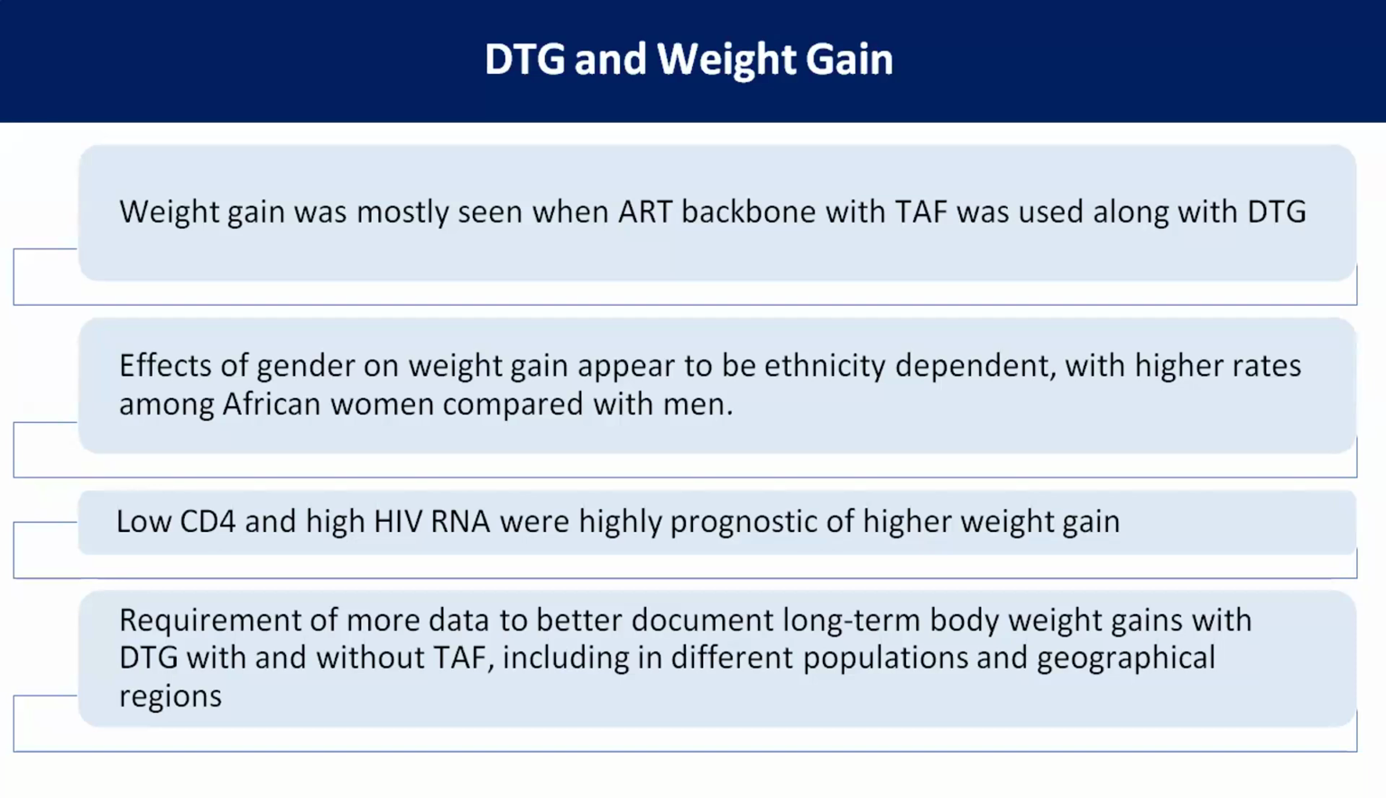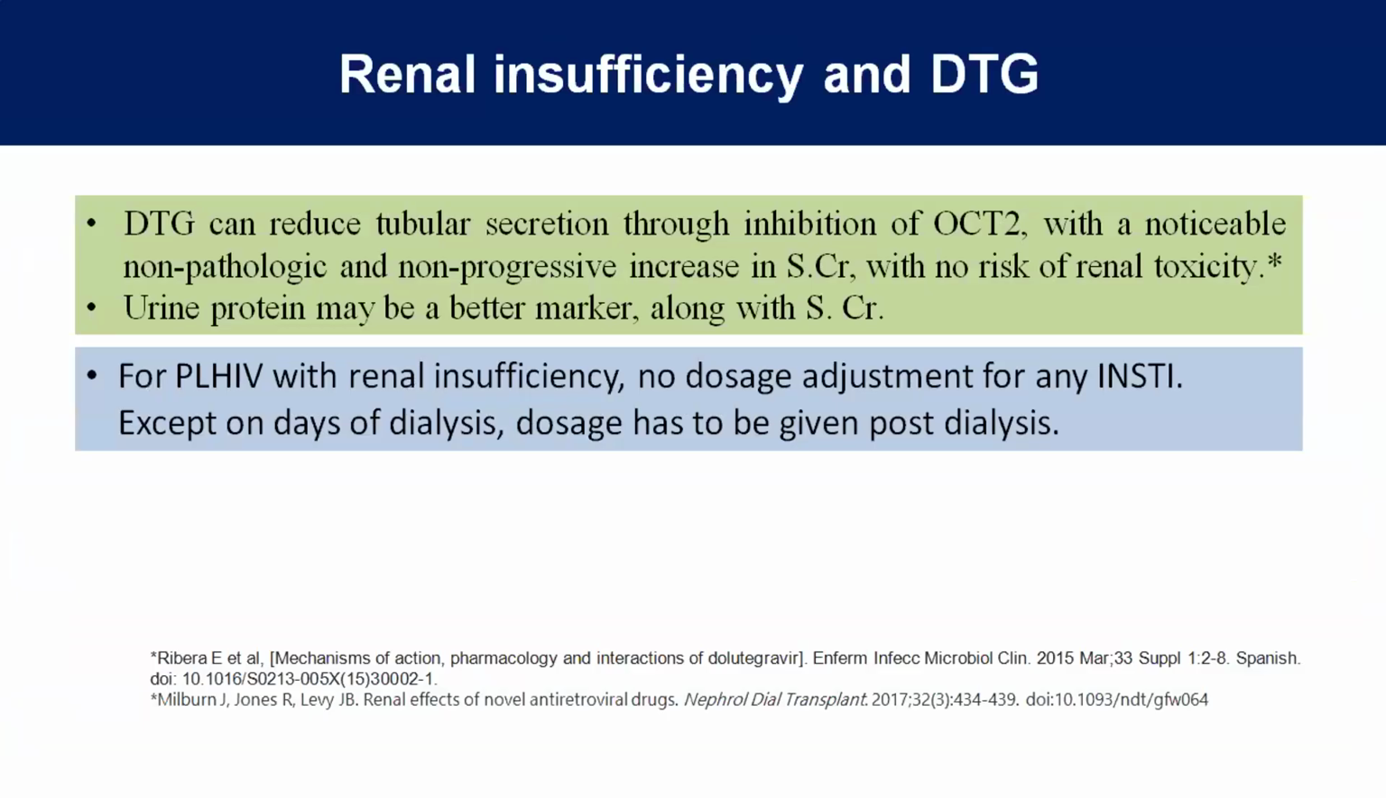Probably low CD4 count and high HIV RNA were highly prognostic indicators for better weight gain. That may be one reason for higher weight gain in patients with low CD4 count and high viral load when a dolutegravir based regimen was initiated. More data will be required to document long-term body weight gain for dolutegravir based regimens, either with TAF or TDF.